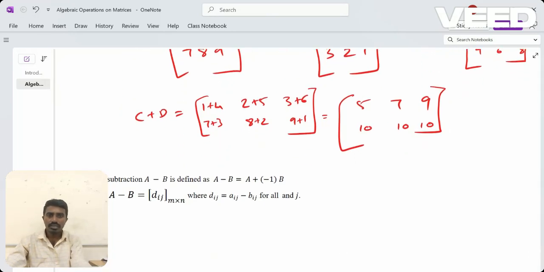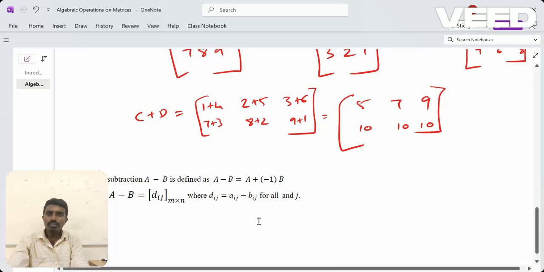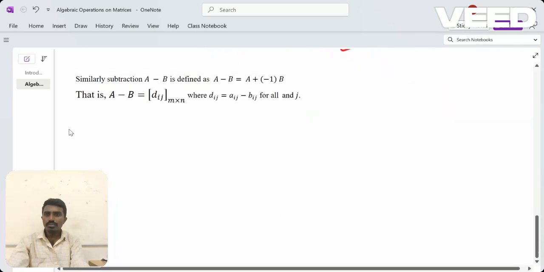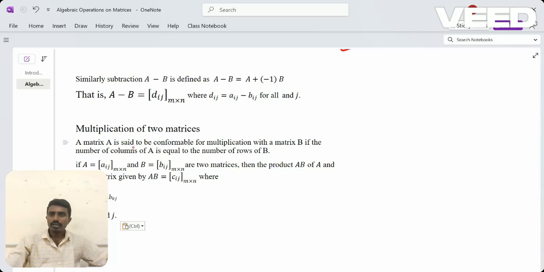Next operation is multiplication of two matrices. The multiplication of two matrices is defined in the following way. A matrix A is said to be conformable for multiplication with matrix B if the number of columns of A is equal to the number of rows of B.